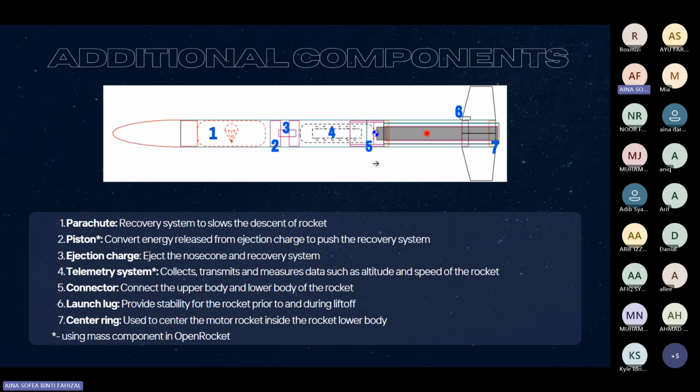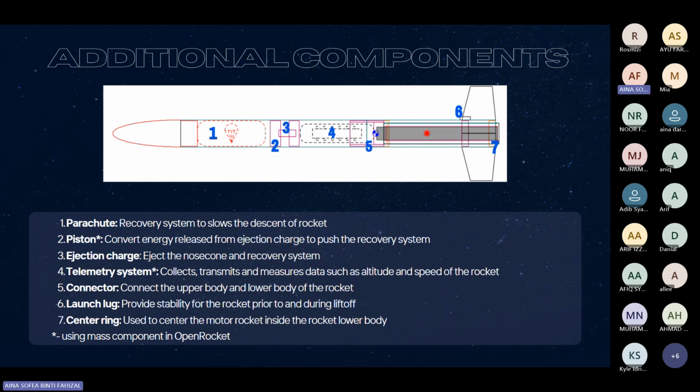And then you have the launch lug. If you can see a very small rectangle here near the fin, that is the launch lug. What happens is that on the launch site itself, you will have a straight stick to keep the rocket upright. So the launch lug will provide the stability for the rocket prior to and during the liftoff. So you connect the rocket and the launcher through the launch lug.